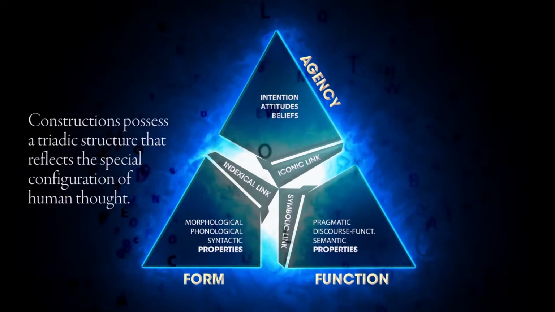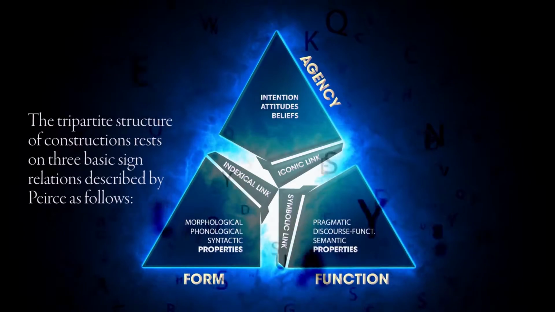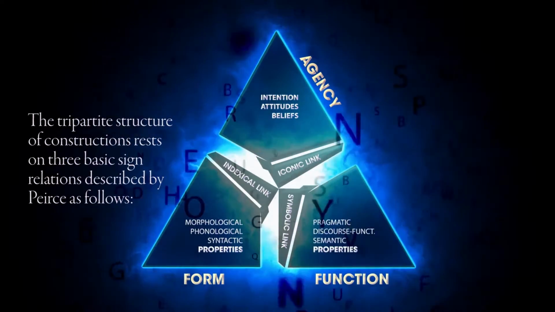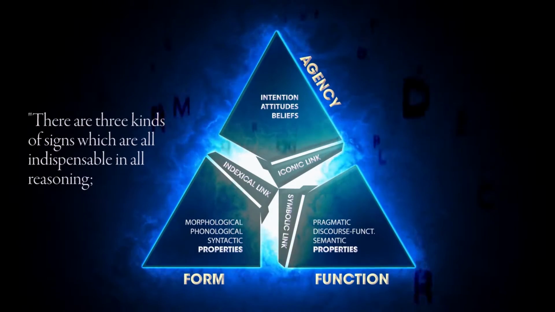Constructions possess a triadic structure that reflects the spatial configuration of human thought. The tripartite structure of constructions rests on three basic sign relations described by Peirce as follows. There are three kinds of signs which are all indispensable in all reasoning.